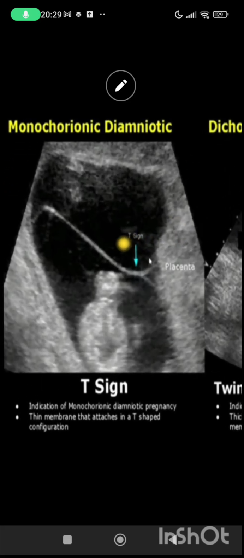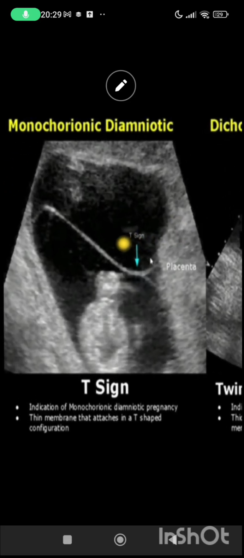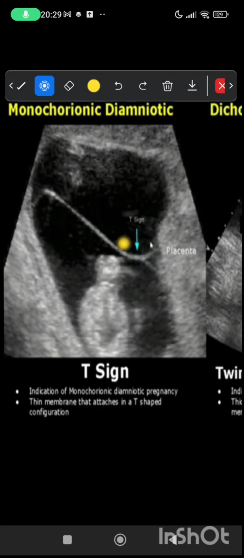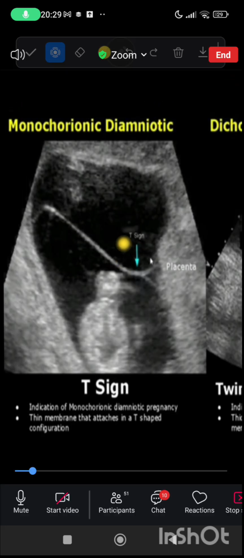Okay. Now this T sign is present in monochorionic and diamniotic pregnancy, when there is one gestational sac and there are two amniotic sacs. So we can see a dividing membrane, and because it is very thin, we can see a T shape when it inserts into the placenta. So it is known as the T sign.